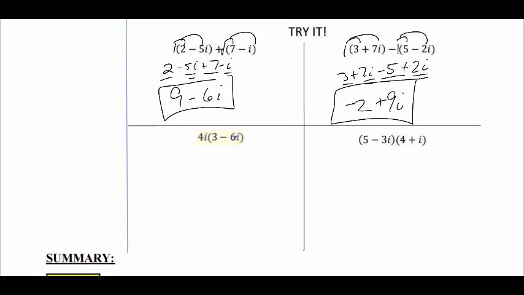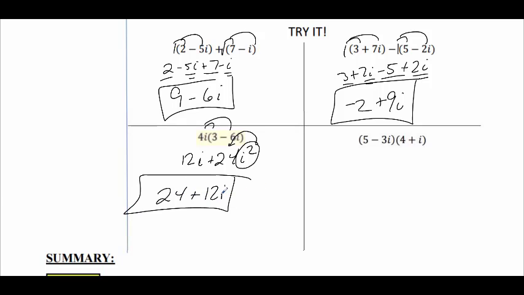Distribute the 4i here. Boom, boom. 4i and 3 makes a 12i. 4i and negative 6i makes a negative 24i squared. But what does the i squared do? It turns the negative 24 into a positive. It flips the sign. If it's positive, it goes to negative. If it's negative, it goes to positive. It flips all the signs. 24 plus 12i, you got to write it that way. Again, it will be wrong if you do not.